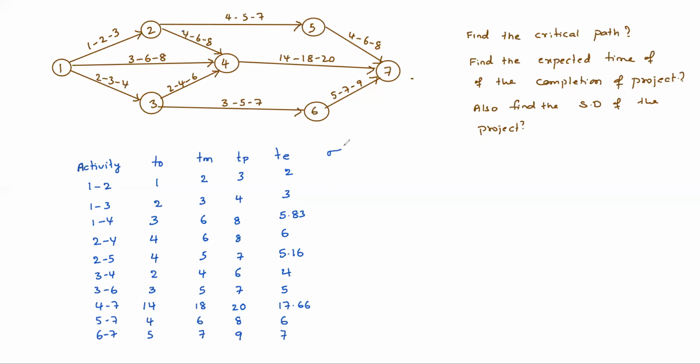And standard deviations: (3 minus 1) by 6, 2 by 6, that means 1 by 3. (4 minus 2) by 6, 1 by 3. (8 minus 3) by 6, 5 by 6. (8 minus 4) by 6, 4 by 6, that means 2 by 3. (7 minus 4) by 6, 1 by 2. (6 minus 2) by 6, 4 by 6, 2 by 3. (7 minus 3) by 6, 2 by 3. (20 minus 14) by 6, 1. (8 minus 4) by 6, 2 by 3. (9 minus 5) by 6, 2 by 3.